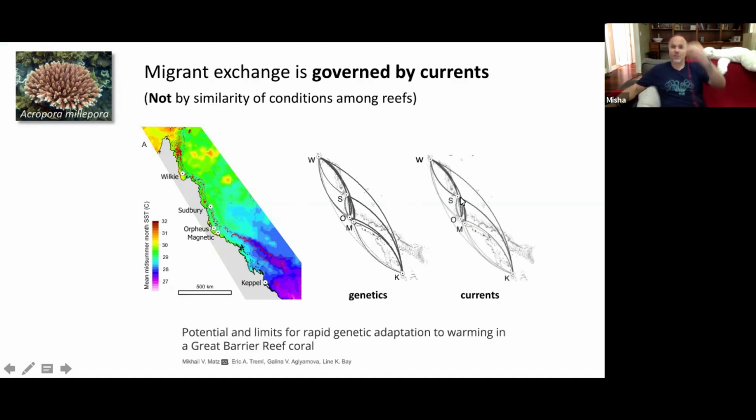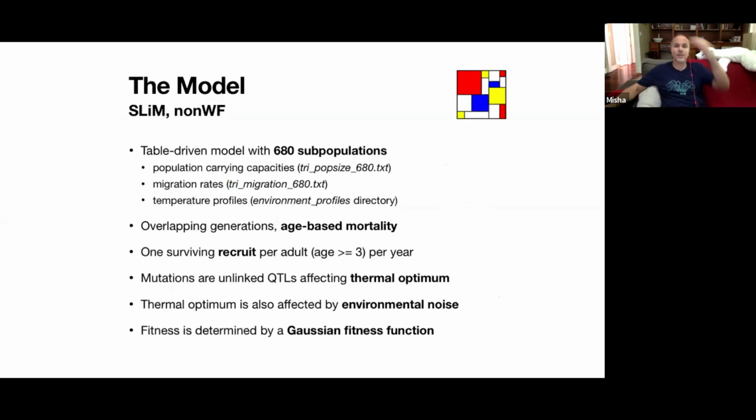The take-home message so far is that if you want to model coral dispersal, all you need to know is the currents. Okay. So the model, I will basically skip this slide. This is for nerds who want to know how things work.